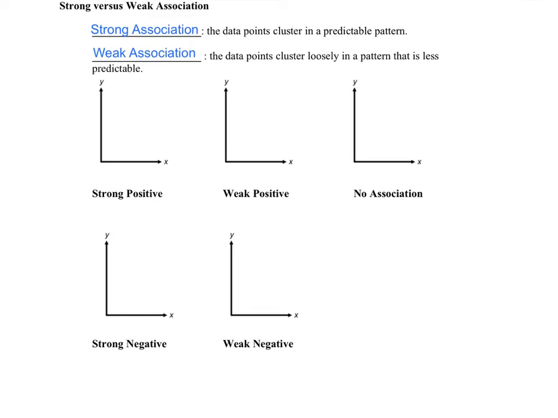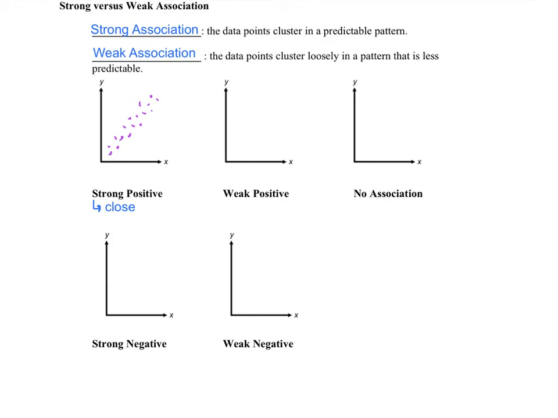So let's look at some examples of different associations. When we have a strong positive association, your data is close together and it's going uphill. Both variables are positive. They're increasing together.